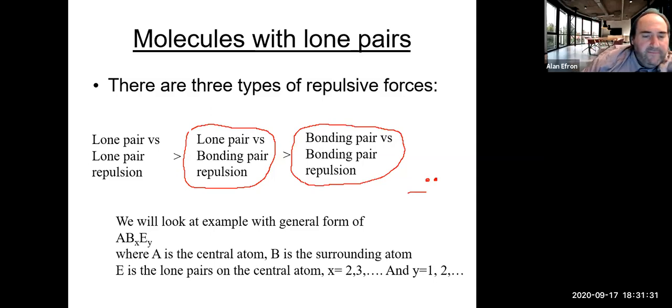And the end result of that is the electron pair geometry stays the same.